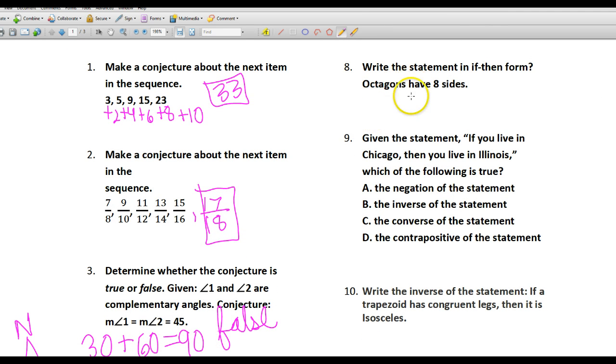Once again, we want to write the statement in if-then form. Octagons have 8 sides. We would need to put a word in there so that it makes sense. So if the figure, so I'm adding the word figure, if the figure is an octagon, then it has 8 sides.